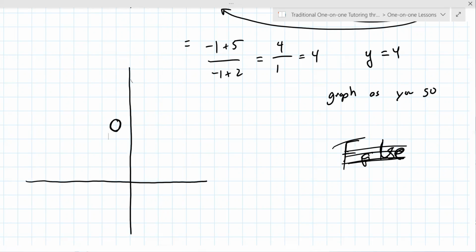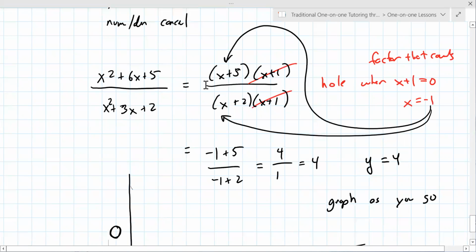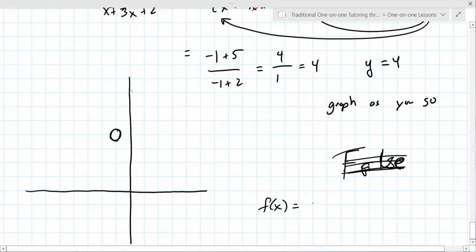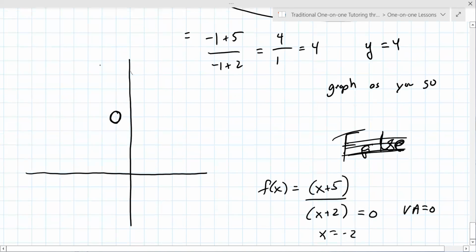All right. So that's the removable one. The non-removable one comes from the reduced form. So your reduced form function f of x is x plus 5 over x plus 2. So your vertical asymptotes occur where the bottom equals 0, where x plus 2 equals 0. So that's at x equals -2. And then you want to graph that also right away. So here you go, -2, boom, we got that.